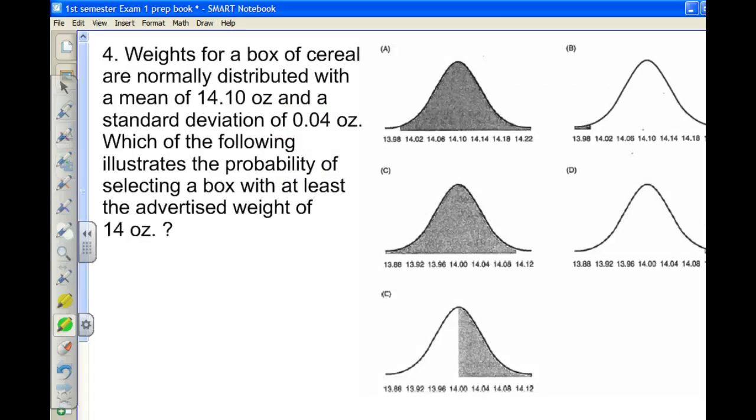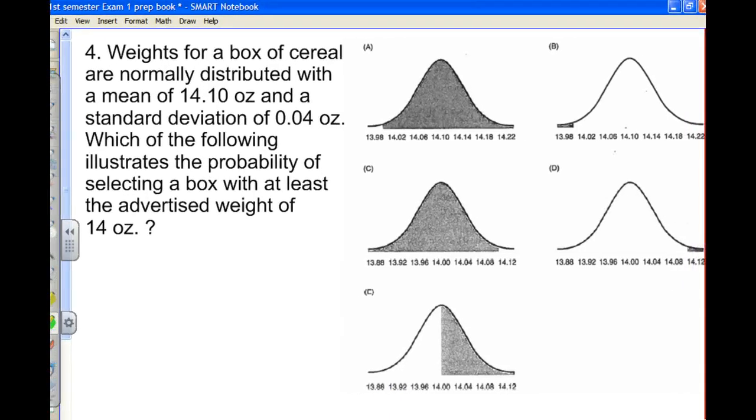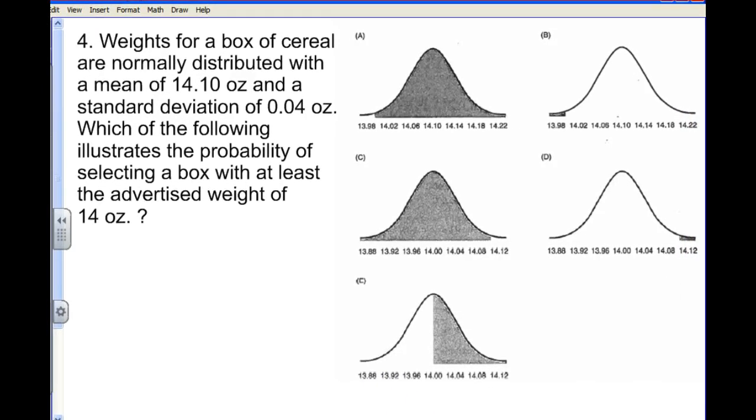Yeah, we have seen problems like this. So the first thing, well, let me just adjust this so you can see that a little better, sorry. Okay, so the weights of a box of cereal are normally distributed. We have some normal distributions here with a mean of 14.1. Most of these are centered somewhere around there, and a standard deviation of 0.04.